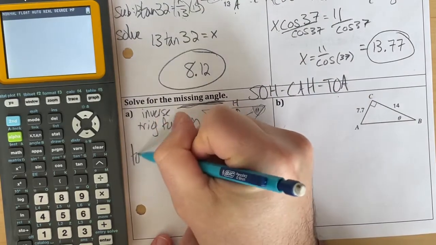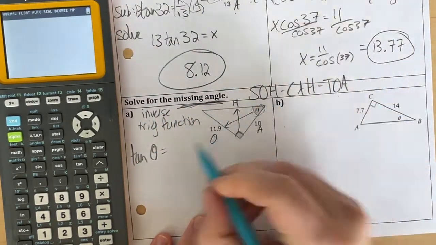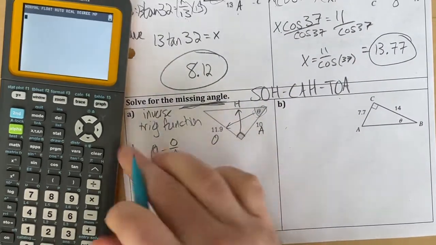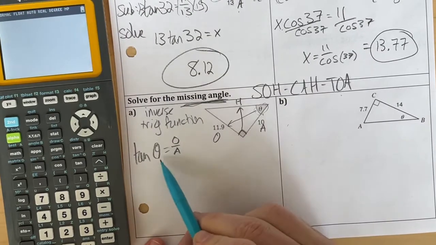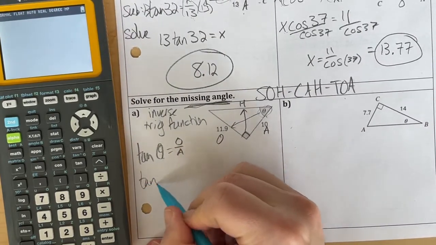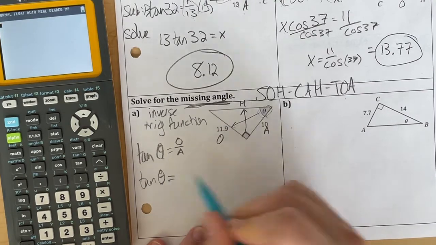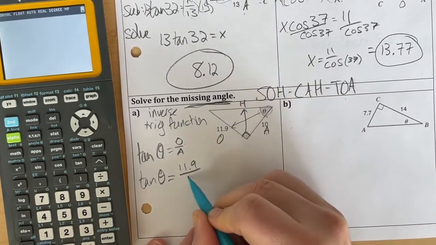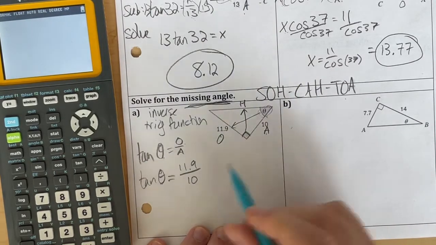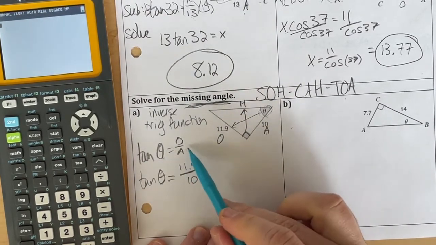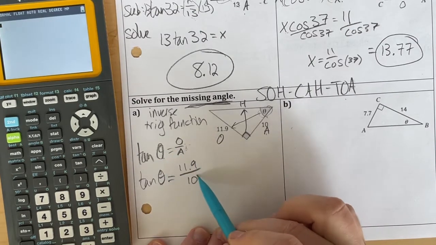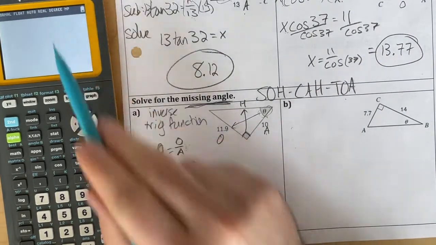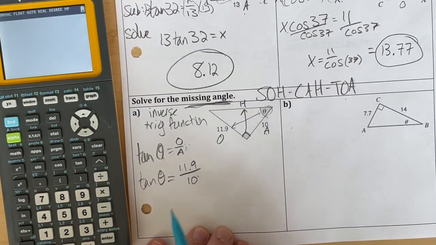Tangent of theta is equal to O divided by A. Substitute in your values for your variables. Since we're solving for theta, we have to leave it by itself. So tangent of theta, which is what we're solving for, we have O as 11.9, and we have A as 10. Again, be careful. I've seen a lot of mistakes when people are moving from this step to the next. Just make sure you are substituting in those values correctly. Again, make sure you're in degrees to get those answers correct as well.